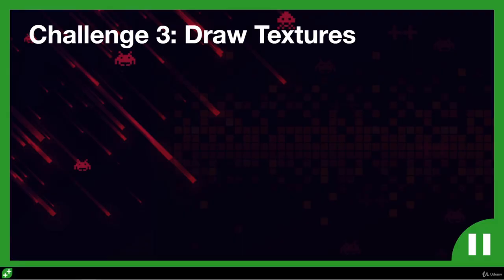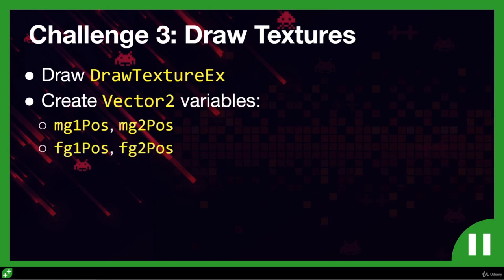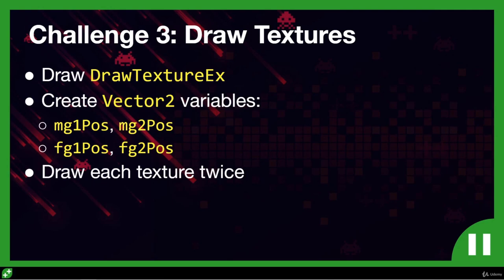And finally, for your third challenge, you're going to draw the textures for the midground and foreground. You're going to call draw texture X twice for each texture. For each one, you'll need to create the vector2 variables. For the midground, you'll create mg1 pause and mg2 pause. For the foreground, you'll create fg1 pause and fg2 pause. Then you'll draw each texture twice, passing these vectors in for the position of the texture. Scale each texture by 2 by passing in 2.0 for the scale input parameter of draw texture X. Pause the video and do this now.